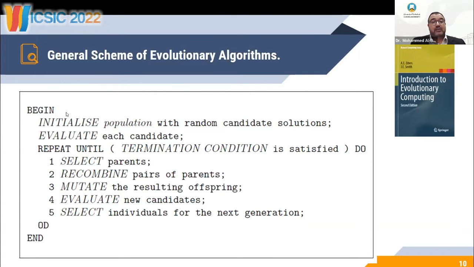So this is the procedure code of the evolutionary algorithms. We have initialization of the solutions, and then we evaluate them based on the objective function. Then we move through an iterative loop, which is terminated based on some termination conditions, such as the time, the number of iterations, or maybe when we reach the optimal solution. At each and every iteration, these operators are applied: select parents, recombine pairs of parents, mutate the resulting offspring, evaluate the new candidates, then select the individuals, and repeat until we find the optimal solution.